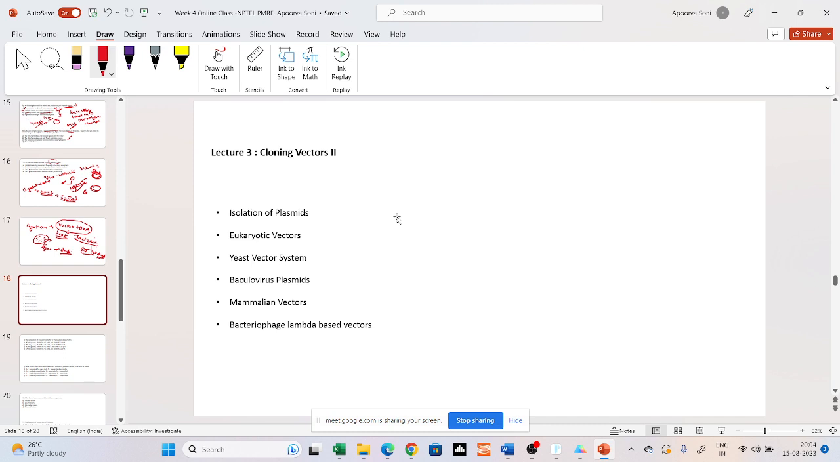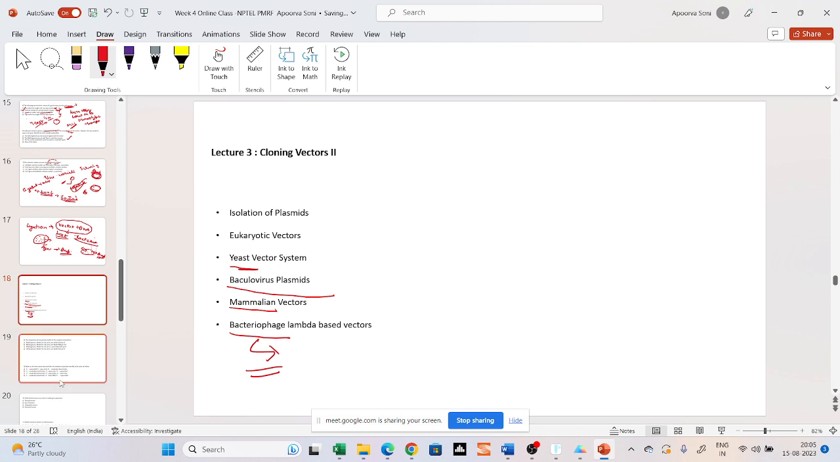So basically eukaryotic vectors can be your yeast system, yeast vectors. It can be your baculovirus, that means that infects the insects. You can have mammalian system and bacteriophage. So bacteriophage we have already discussed. Bacteriophage is a virus that infects the bacteria.